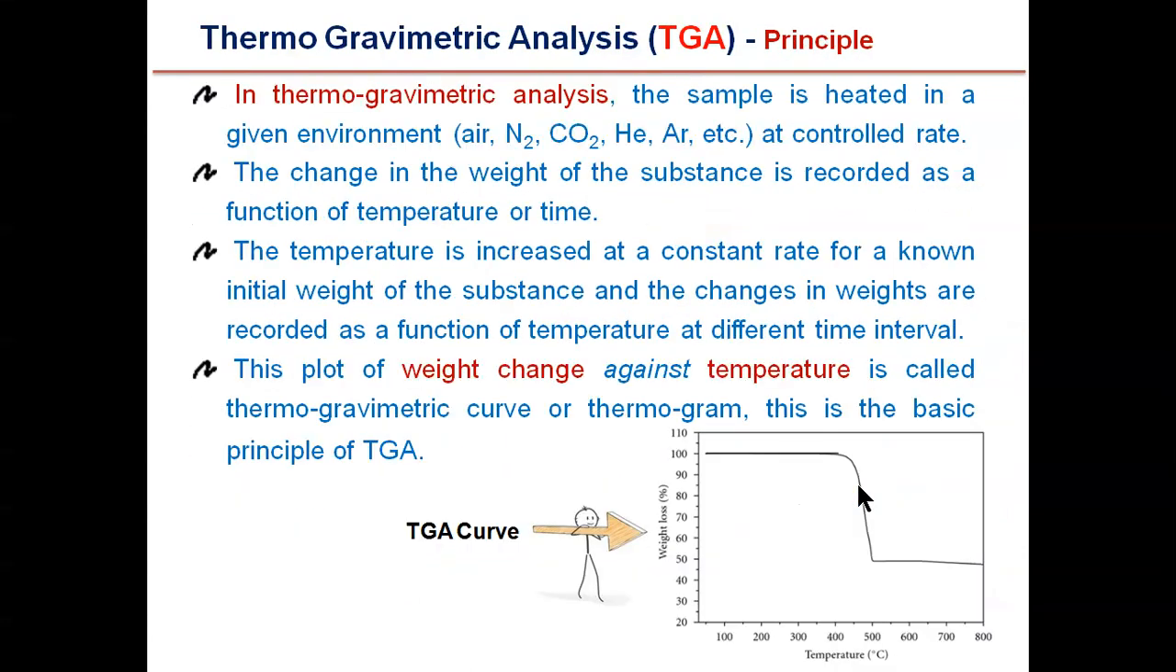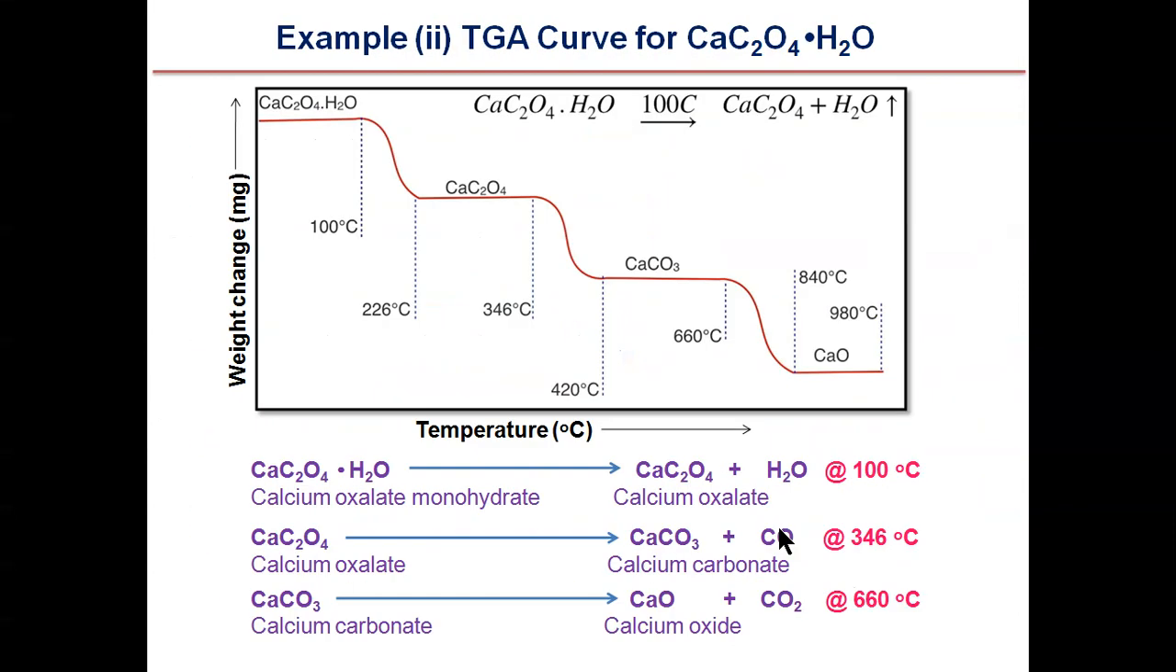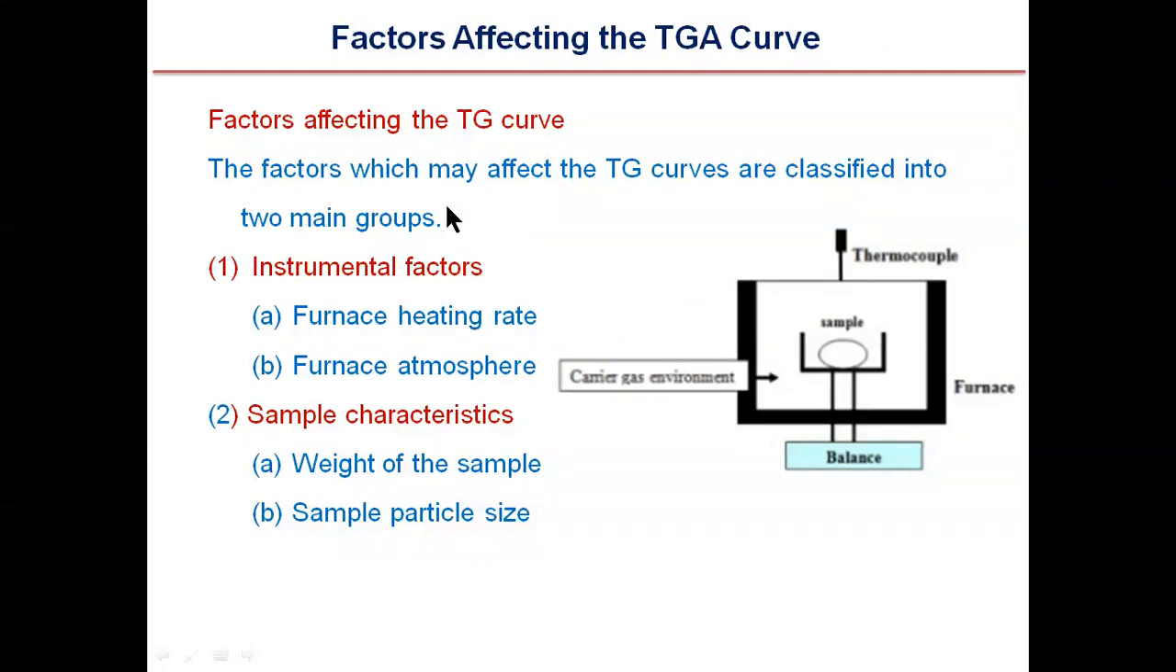In thermogravimetric analysis, the principle is very simple. The change in the weight of the substance is recorded as a function of temperature in a controlled environment. You can see here this is a thermogram, or thermogravimetric curve, the TGA curve. We have already discussed how the TGA curve looks for AgNO3 sample and calcium oxalate monohydrate sample. So these are the TGA curves. What are the main factors which are affecting these curves? We'll see that in this video.